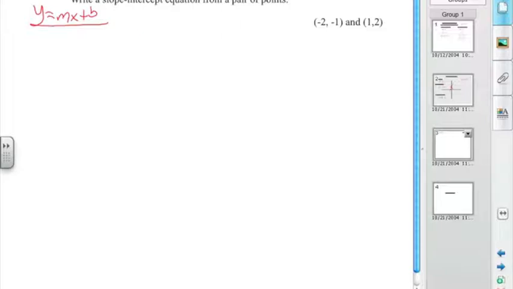So, who remembers the equation of the slope from several lessons ago? Anyone?